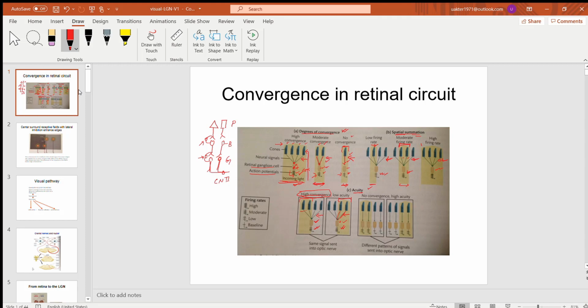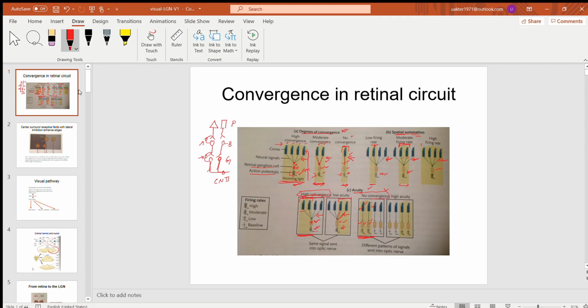Now no convergence here. You see that one photoreceptor is giving signal to one ganglion cell. So although here the stimulus is same in these two cases, right? The stimulus in this case will activate two separate ganglion cells. Two cones will activate two separate ganglion cells, and the signal will go to the brain separately. In this case, from these two photoreceptors, the signal is converged here, so the brain will get single signal from this single ganglion cell, right?